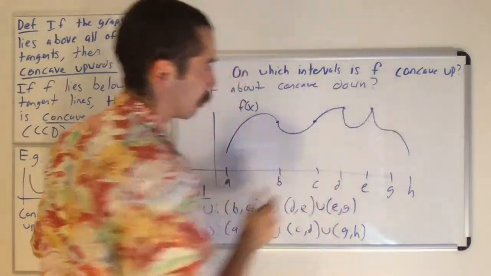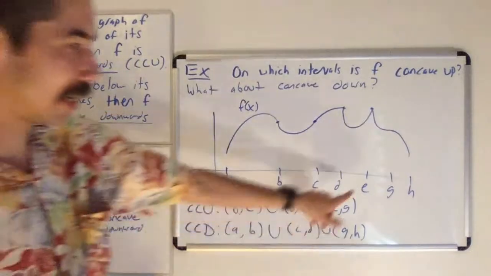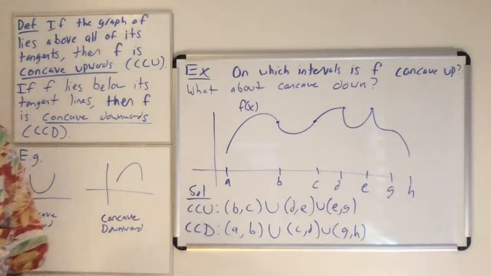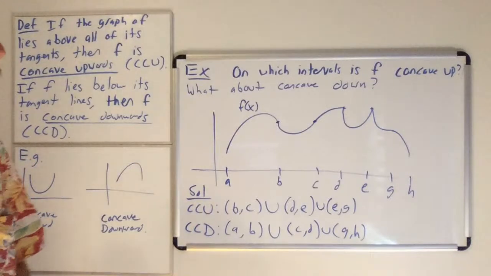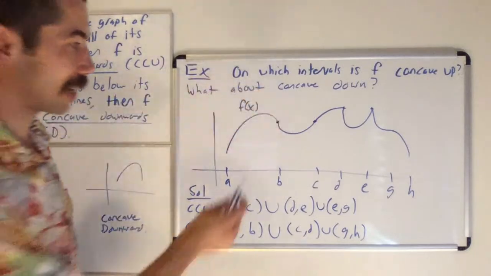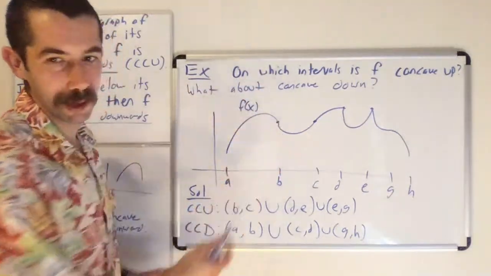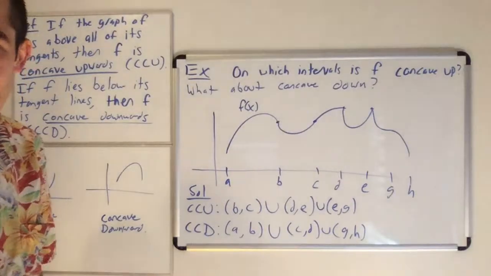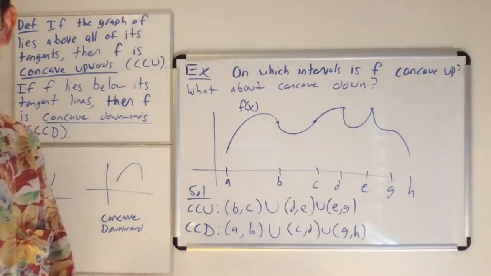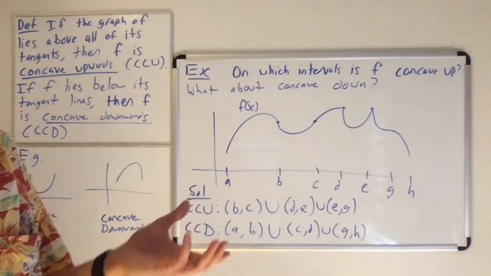If my drawing was correct, the tangent line, for instance here at E, there's no tangent line because it's a cusp. So it doesn't make sense for the tangent line to be above or below. But at these points here, the tangent line would be above at some points and below at other points. So we'd say the concavity is zero. It's not concave up or concave down.